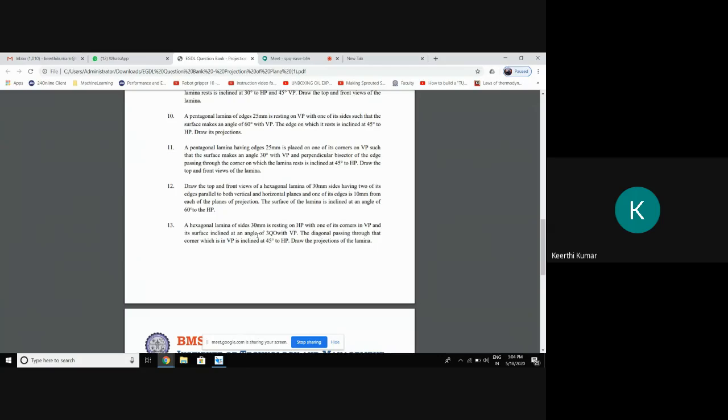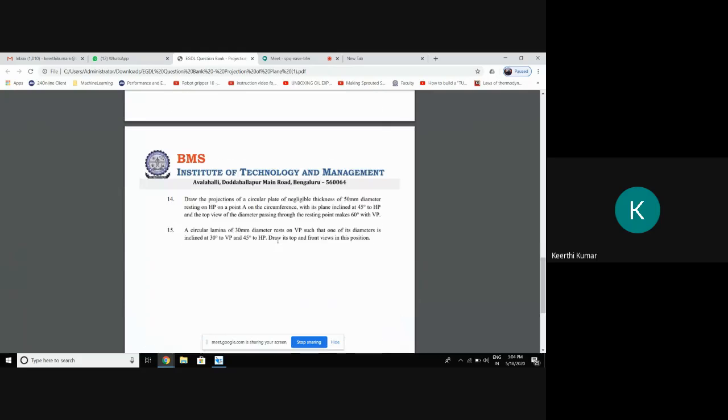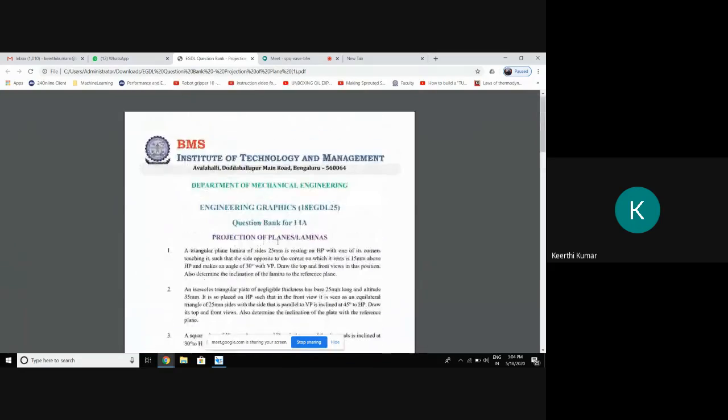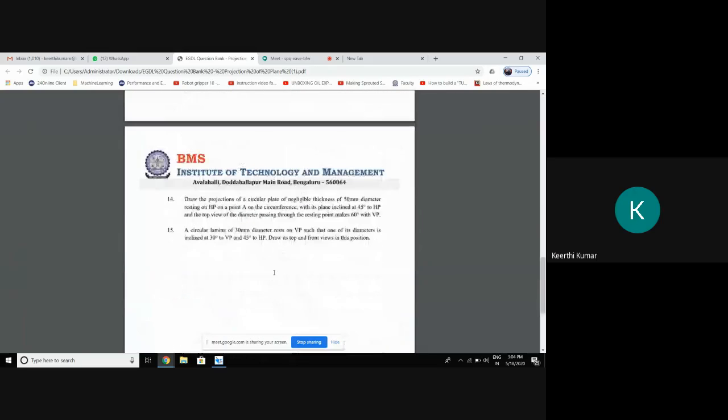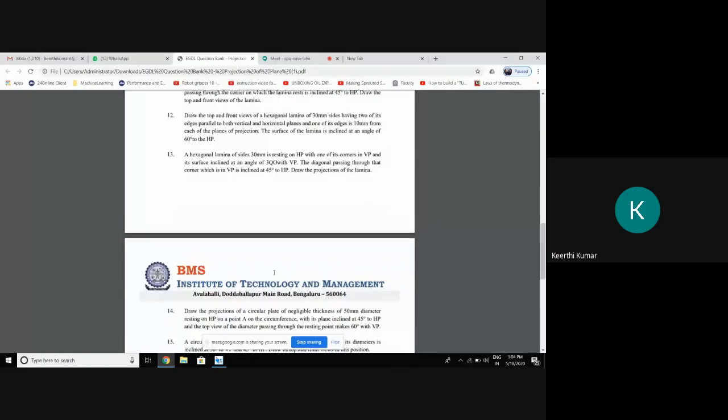See, in question number 13, it is showing 3Q0, that is 30 degree. By mistake it is written that way. No, it is 30 degree with VP. Just change that in question number 13. So I can pick any question from this Laminas chapter out of 15, and I can pick any question out of 10 from the Lines chapter.